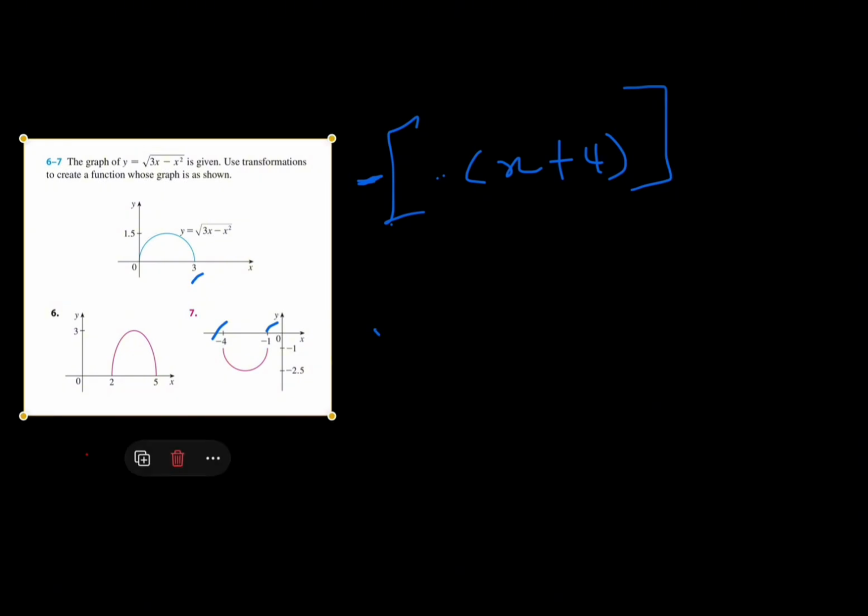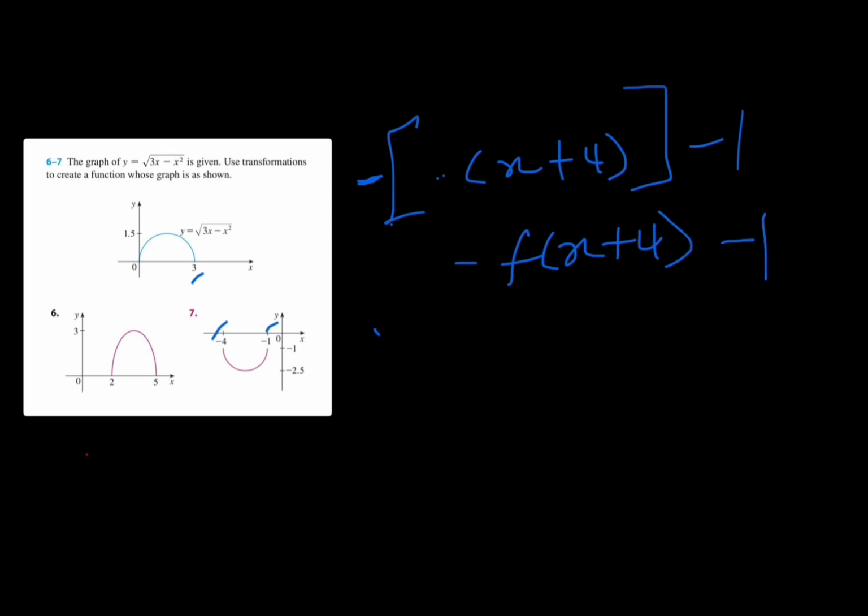When you move downwards, what happens to the function? When you move downwards, the whole function is subtracted. You subtract the units by which you move downwards from the function. It moved downwards by 1 unit, so we add negative 1 to the function. So the function now becomes negative f of x plus 4 minus 1.